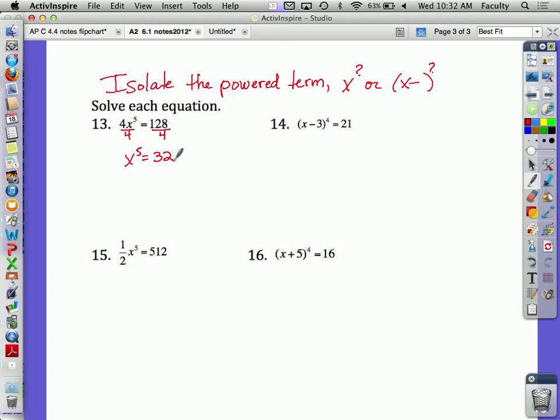Now, you can figure this out one of two ways. You can say, okay, what to the 5th power is 32? I think you can figure it out. Or you want to take the 5th root of both sides. And so x is 2.